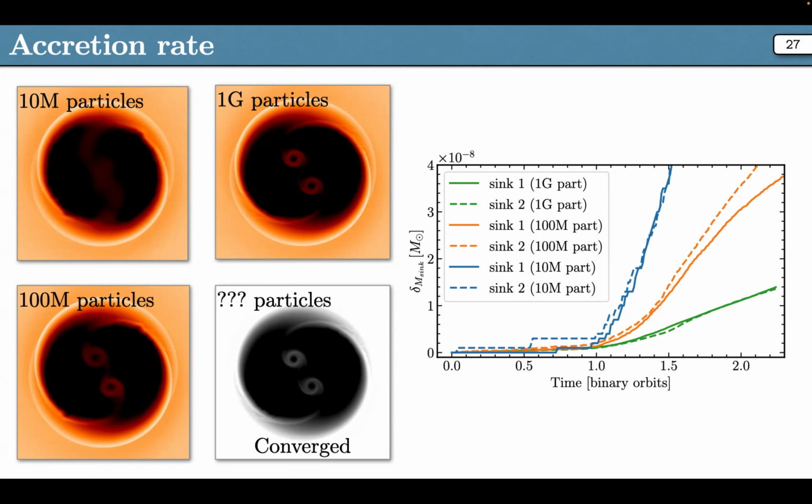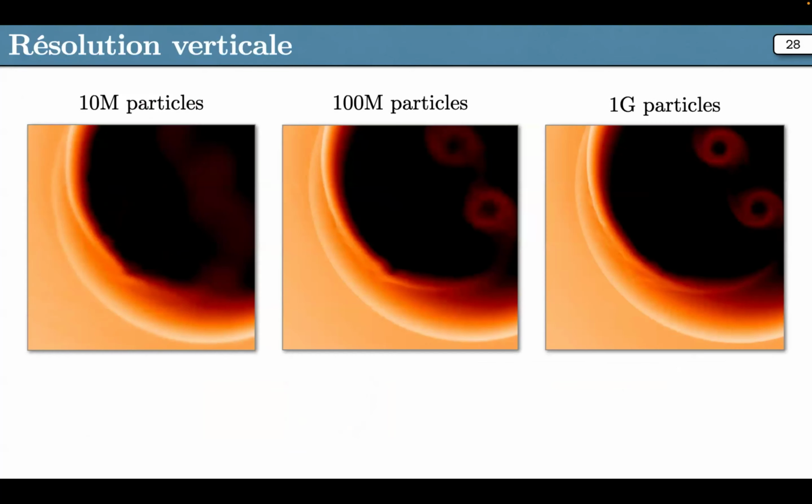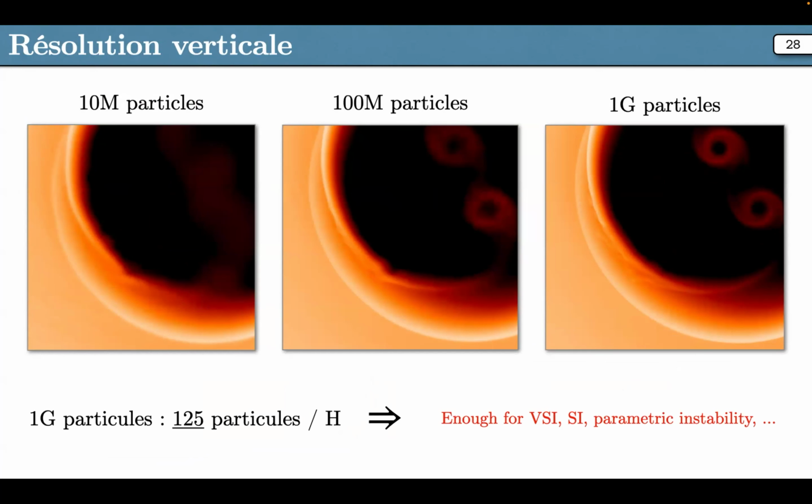So you get a much more precise accretion rate because you are resolving the circumstellar disk, which acts as an accretion buffer, blah blah blah, and you even have about 100 particles per scale height. This means that it's enough to resolve actual instabilities in the disk.